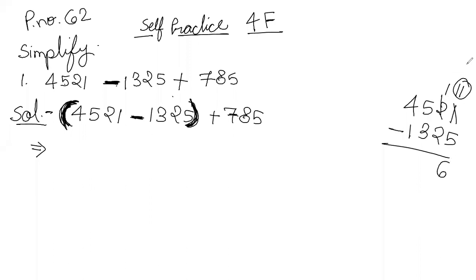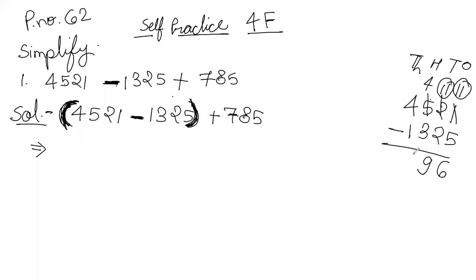Now look at the tens place. Ones place, tens place, hundreds and thousands place. Okay. Now look at the tens place. At tens place, 1 minus 2. It is not possible to subtract 2 from 1. So what we will do? We will take a borrow from 5. It will become 11. And here only 4 is left. Now solve the tens column. 11 minus 2 will give you 9.